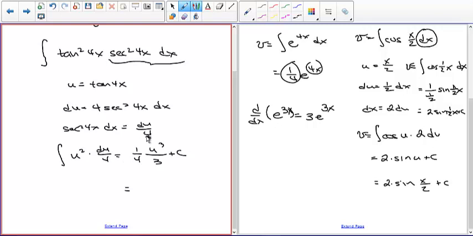Almost every problem, or at least half the problems, have something where the argument of the trig functions or the exponent is something other than x.